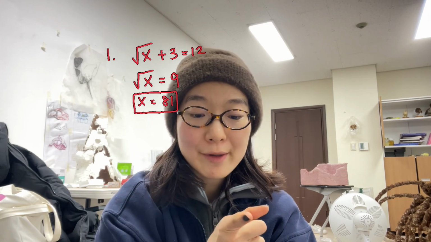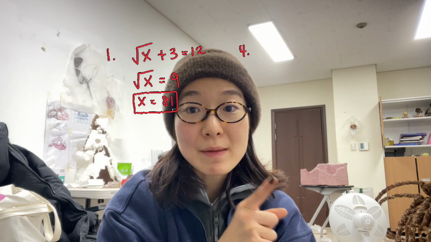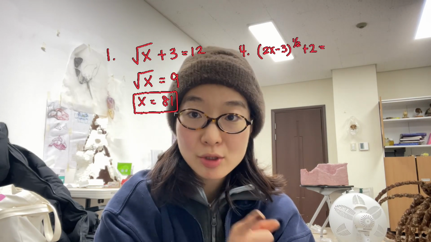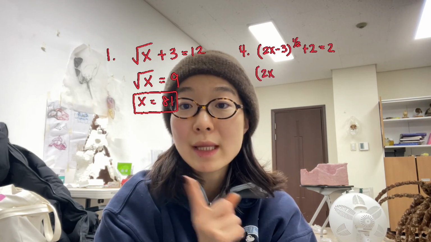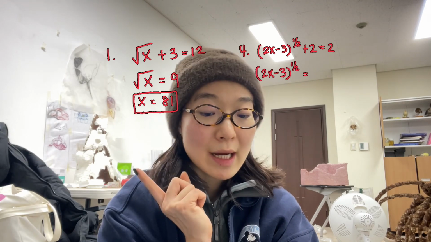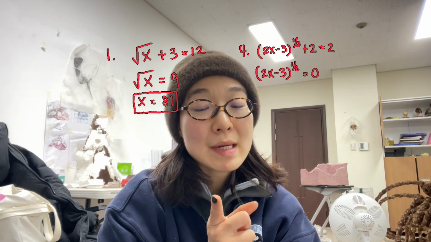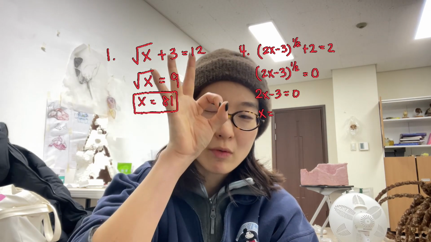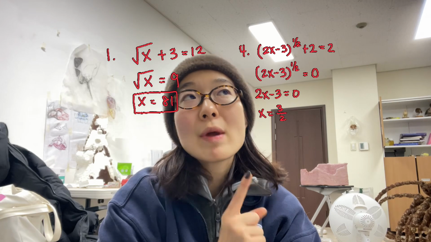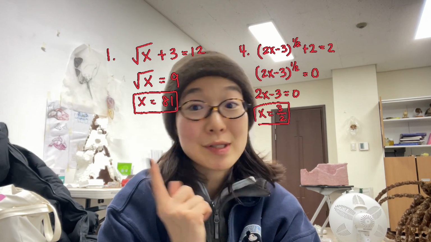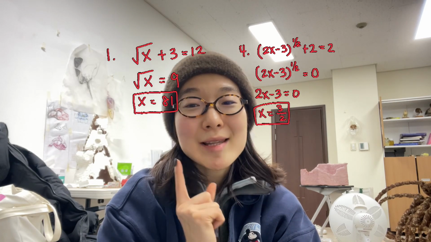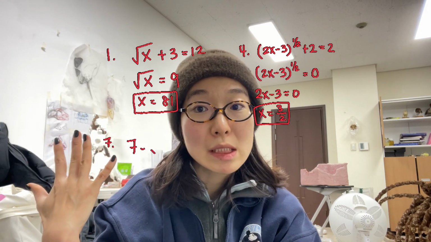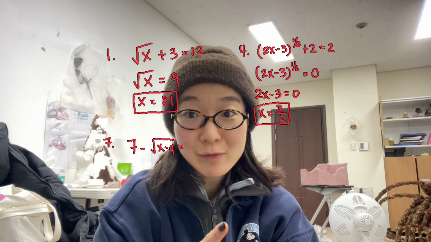And number 4, we have 2x minus 3 raised to the power of half plus 2 equals 2. So let's go ahead first, get rid of that 2. So that means 2x minus 3 raised to the power of half equals 0, which means 2x minus 3 is essentially just 0, right? So that means x equals 3 over 2. Easy peasy, lemon squeezy.